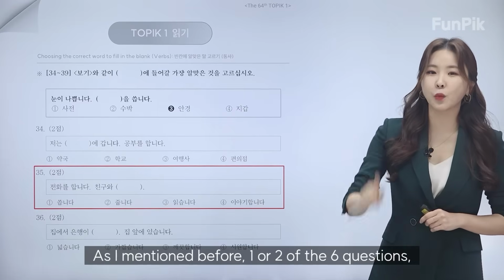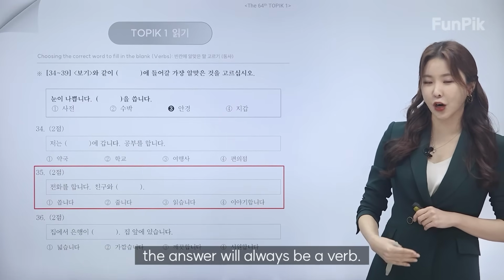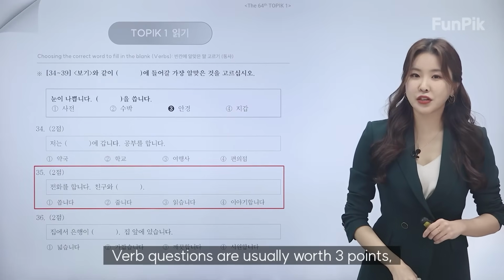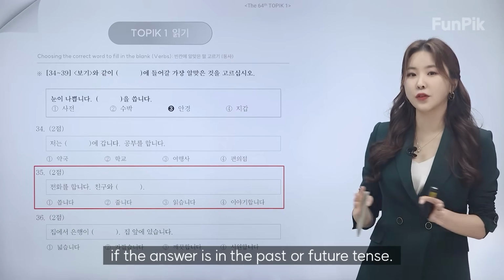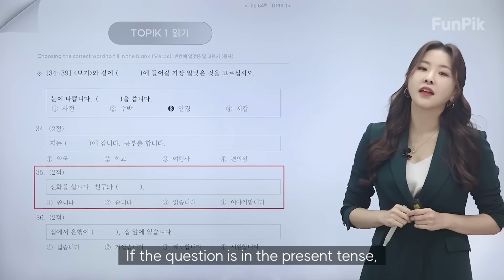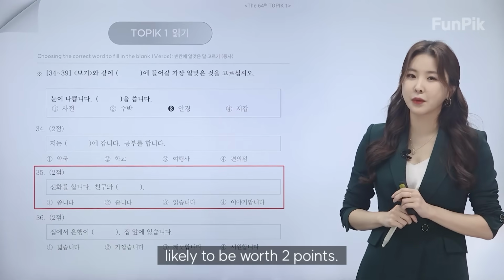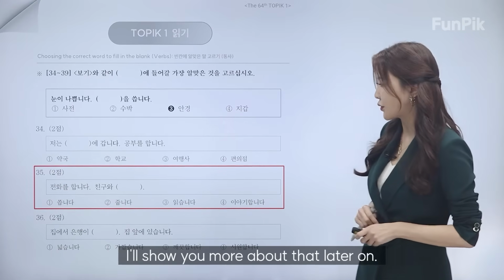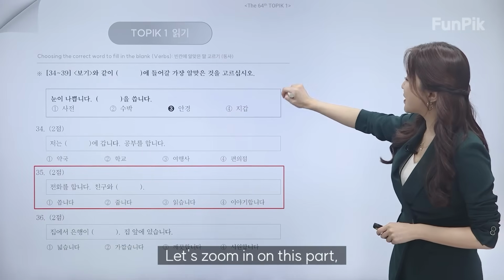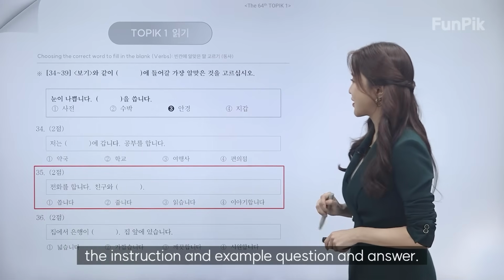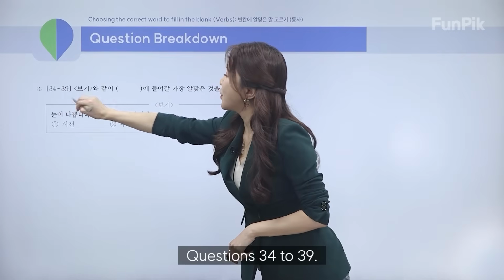As I mentioned before, 1 or 2 of the 6 questions, the answer will always be a verb. Verb questions are usually worth 3 points if the answer is in the past or future tense. If the question is in the present tense, likely to be worth 2 points. I'll show you more about that later on. All right, let's zoom in on this part, the instruction and the example question and answer. Okay, questions 34 to 39.